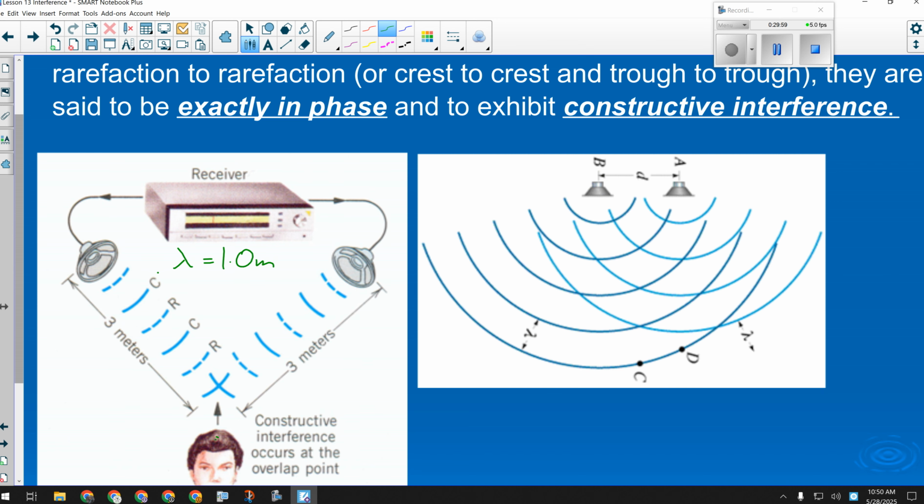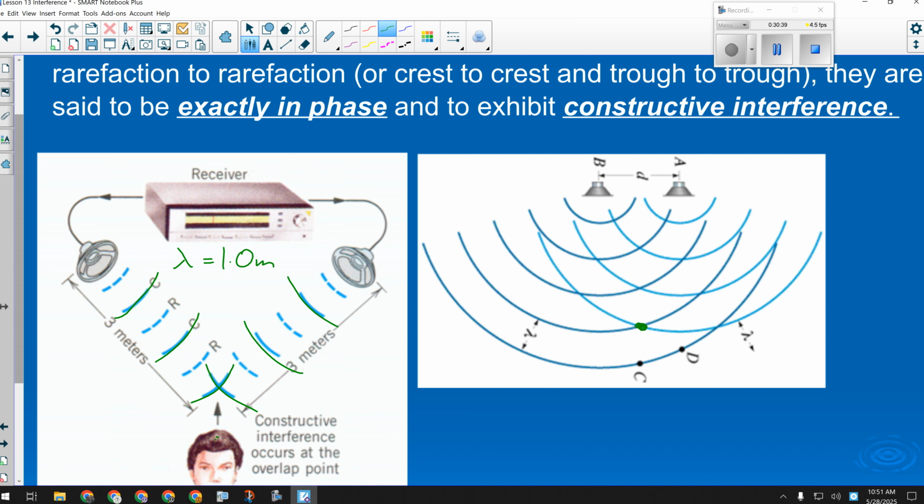Which means there are 3 wavelengths from this speaker to the person, and 3 full wavelengths from the other speaker to the person. Which means the waves travel the same number of wavelengths and arrive in phase, crest to crest, trough to trough. They're always going to interfere constructively because they're in phase. Everybody all right with that? So that person at that position would hear a loud sound due to constructive interference. So that person is effectively located right here.